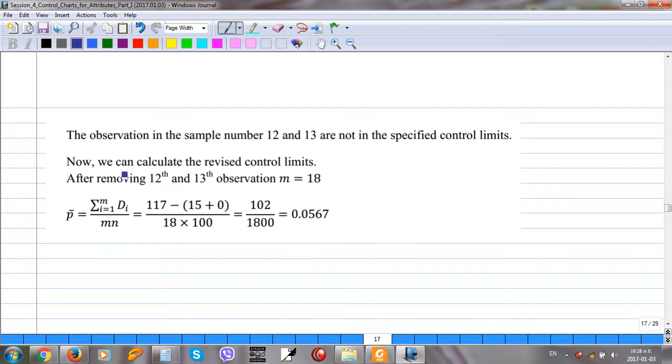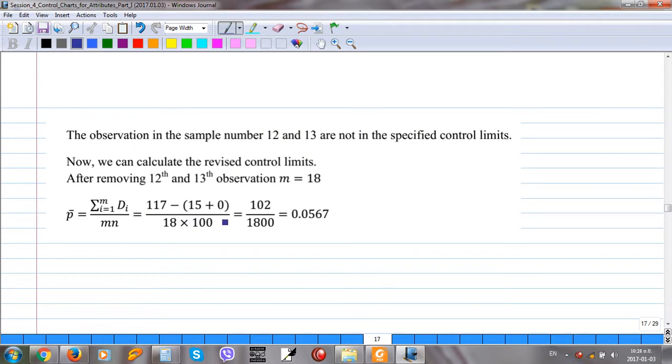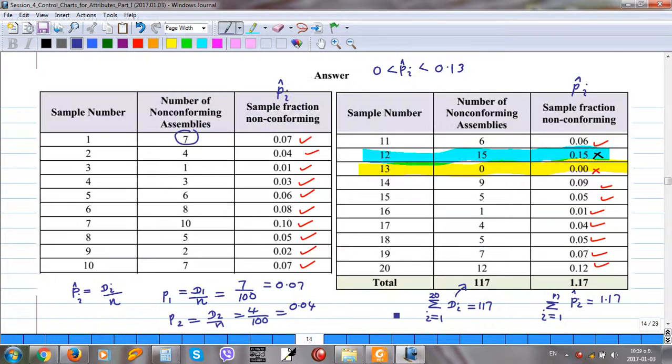Then what you have to do, you have to remove these two. What are those two observations? 15 and 0. You have to remove them from this total also, right? So then we have to calculate sigma di again. Now sigma di came as 117. So if we remove these two, we can find the new sigma di.